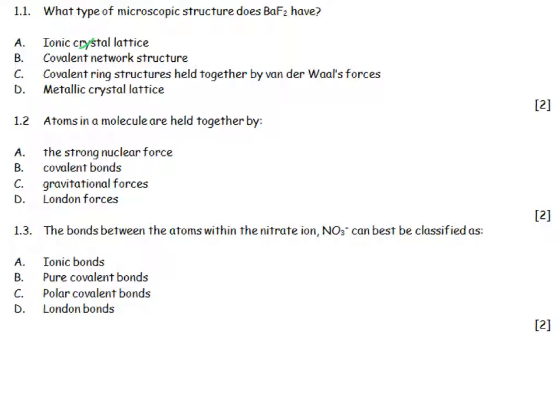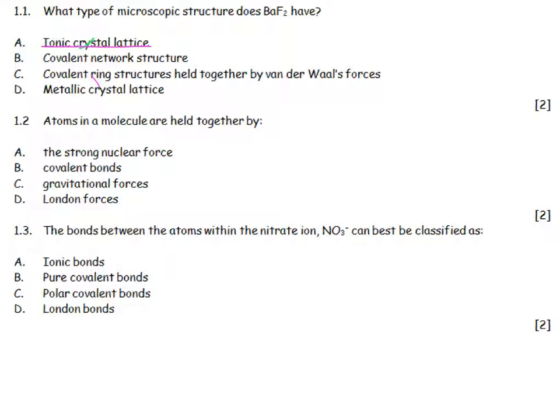What type of microscopic structure does barium fluoride have? Well, barium is a metal and fluoride is a non-metal. So that would suggest ionic. And if you do the electronegativity difference, it also comes out to be more than 1.5-ish. And therefore, ionic crystal lattice seems to make some sense.